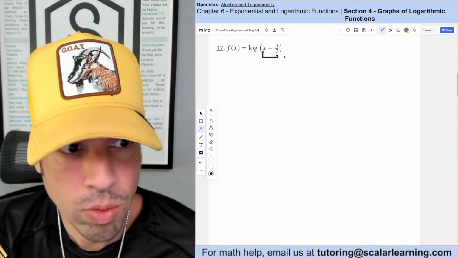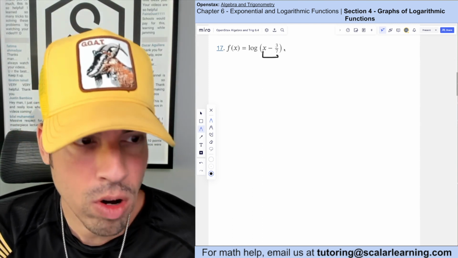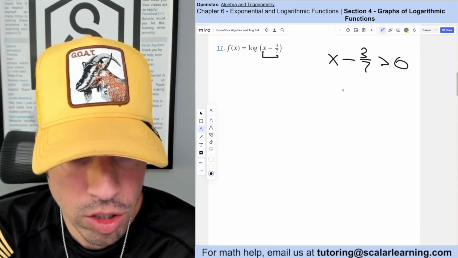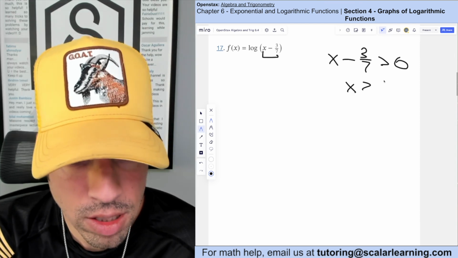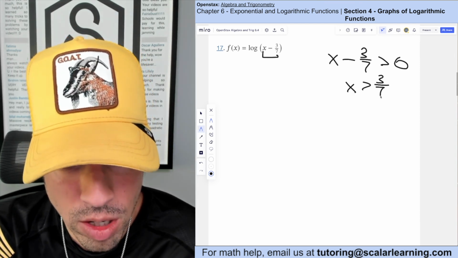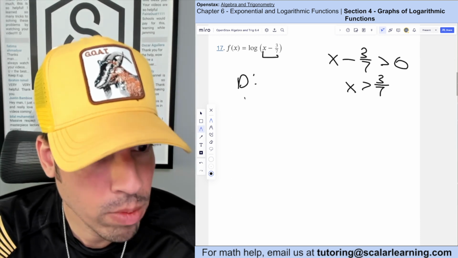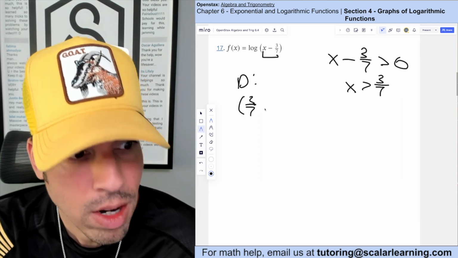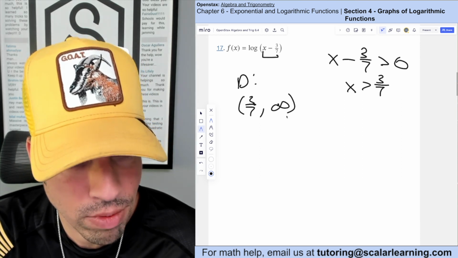And the domain derives from the fact that this argument for log has to be greater than 0. So x minus 3/7 must be greater than 0. We add 3/7 to both sides, and we get x is greater than 3/7. So here we have a domain starting from 3/7, not including it because it says greater than. So that's why we have the curved parenthesis going up to infinity.